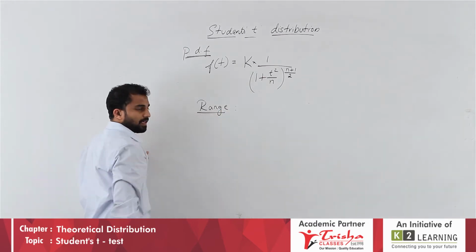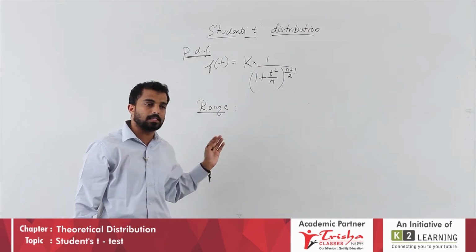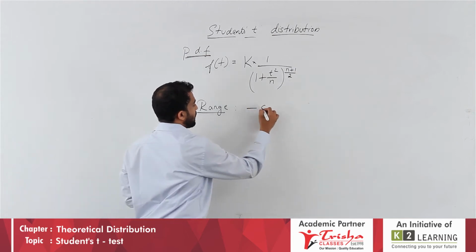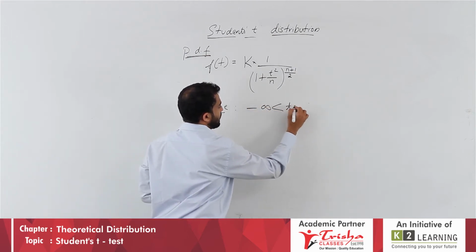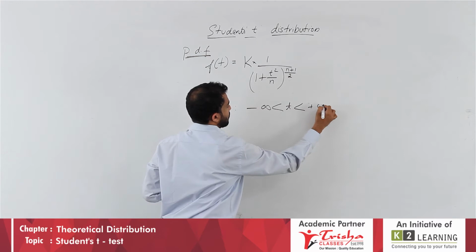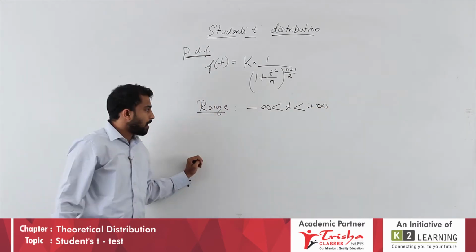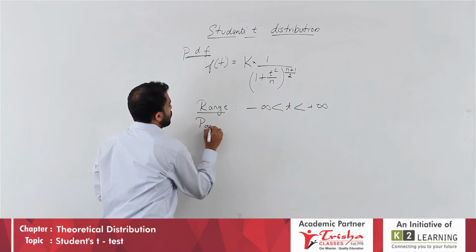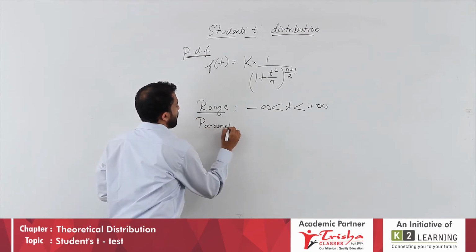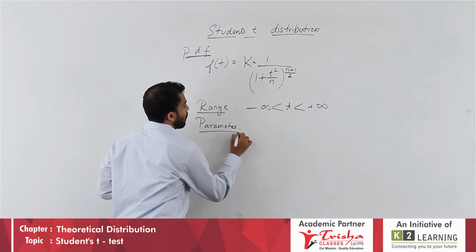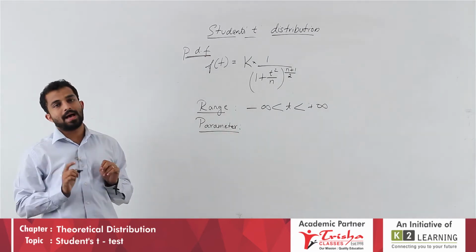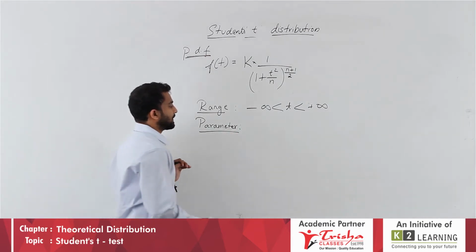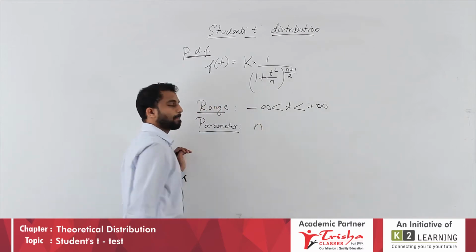Now, what is the range of the t distribution? The range is the same as the normal distribution, minus infinity to plus infinity. How many parameters does it have? Student's t distribution has only one parameter, which is n.